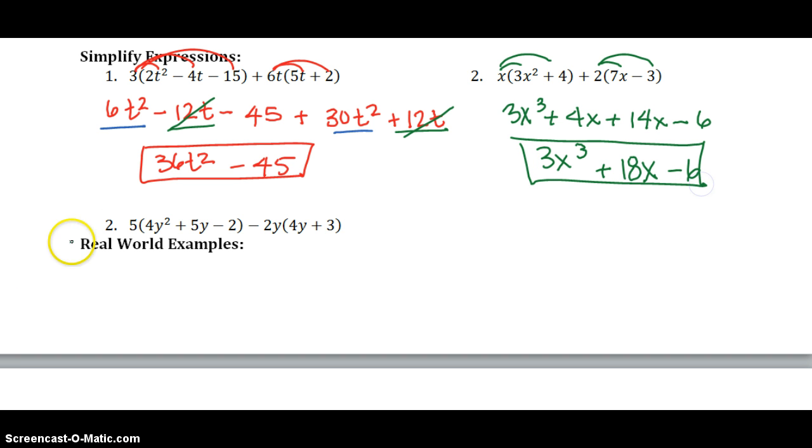Alright, for a checkpoint I want you to do this last one, the second number 2, which should have been number 3. Check and see how you do with this problem. Don't forget to distribute, and oh, don't forget this negative gets distributed with your 2y also.